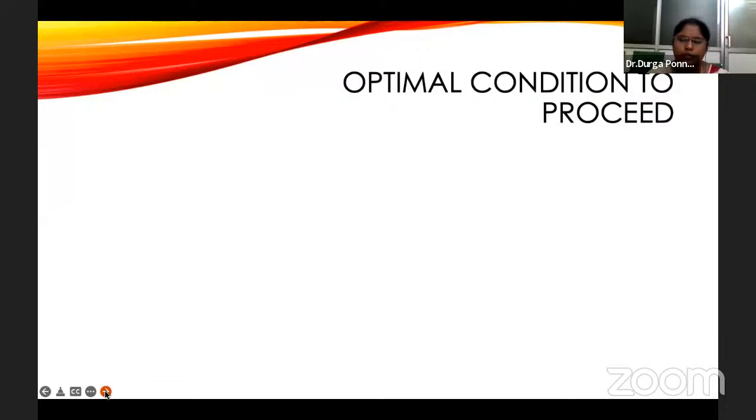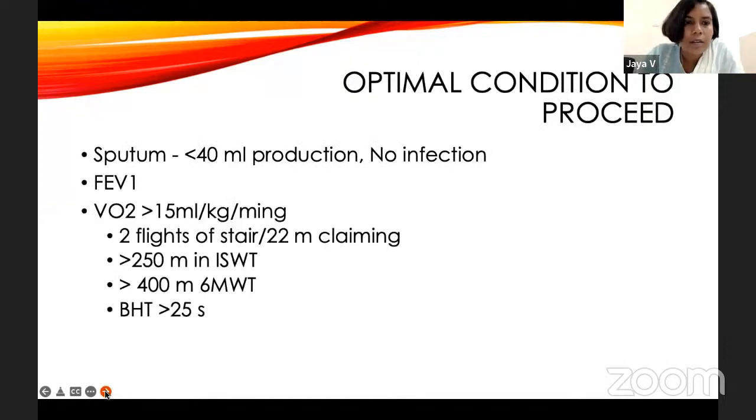Okay. So when do you take up this case for surgery? Surgery, after adequate optimization with bronchodilator. Say what is adequate. With adequate bronchodilator therapy, sputum production less than 40 ml, and improvement in FEV1. For lobectomy, the patient should have a VO2 of more than 15 ml per kg per minute. That will be assessed by these methods. And PFT also should be more than 75% of the expected. FEV1 should be more than 75% of the expected for pneumonectomy. For lobectomy, at least 50 to 75% of FEV1.